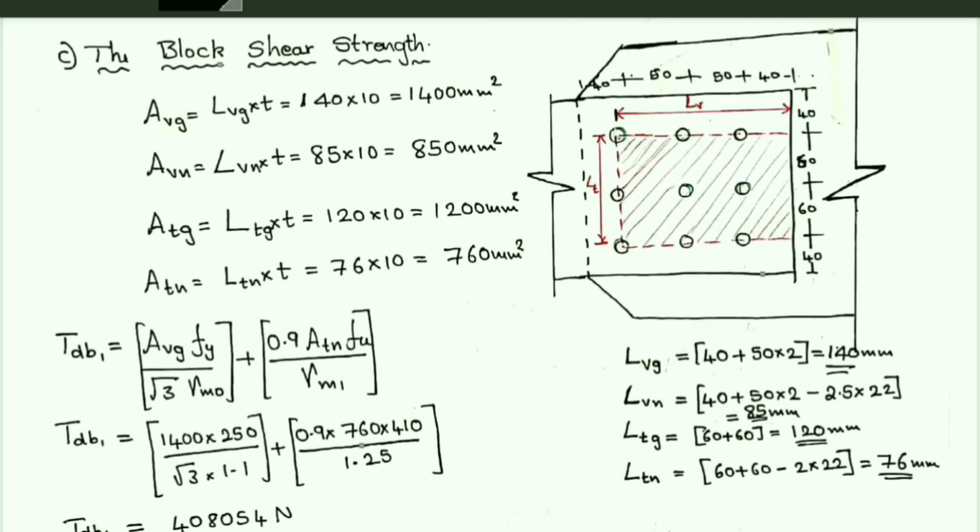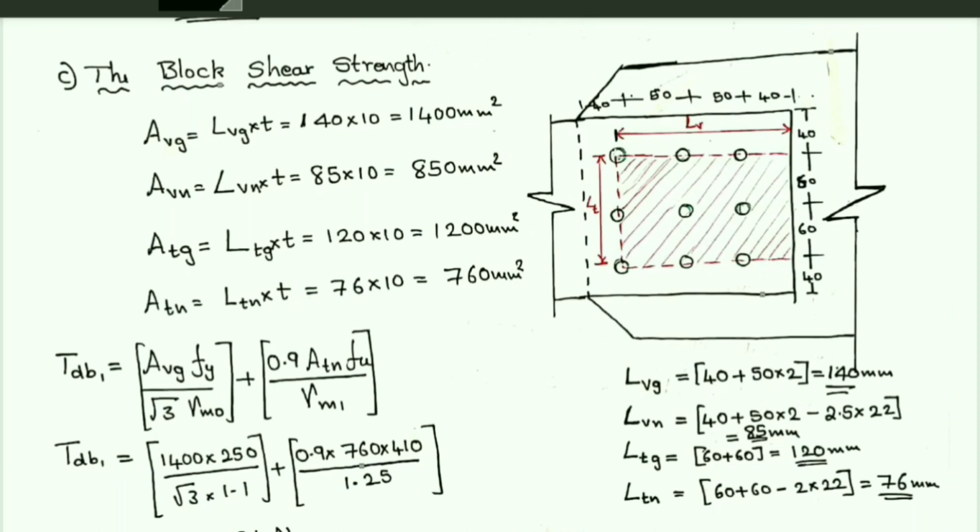Next one, ATG, that is in the shear tension plane. Here the total tension plane is this one, 60 mm, given in the question, then this is 60 mm, total is 120, that is the gross length of the tension plane. Next, ATN: the total length is 120 mm, and the reduction is one complete bolt and two half bolts. So in total two bolts you need to reduce: 60 plus 60 minus 2 into 22, that is 76 mm.